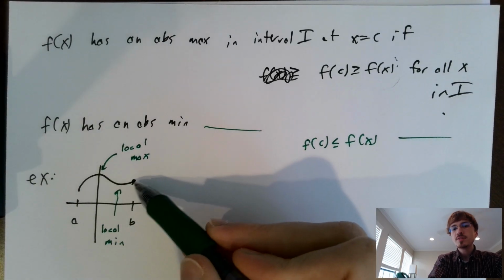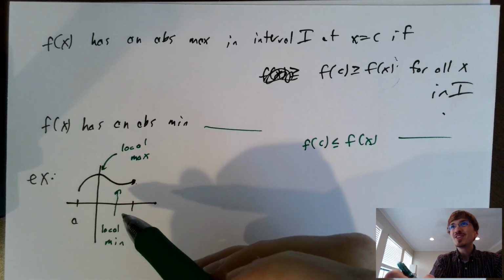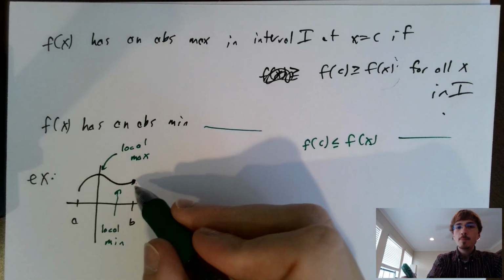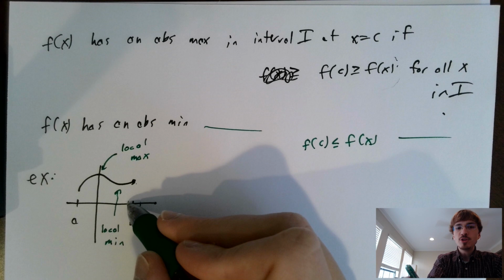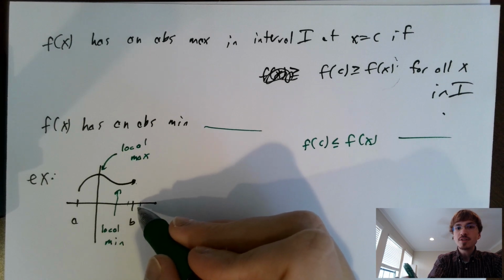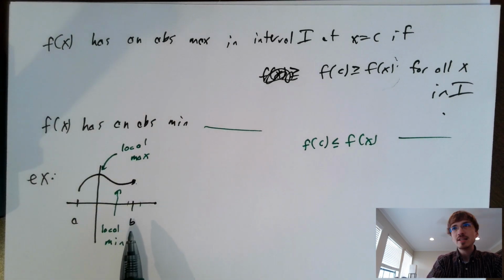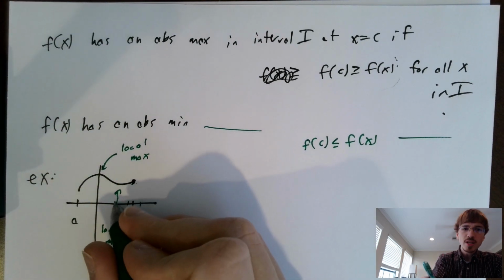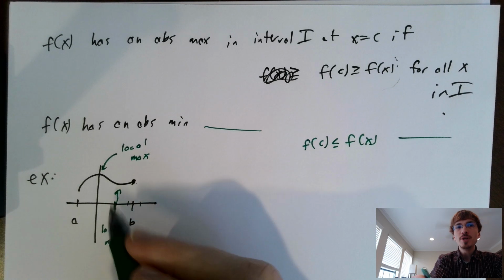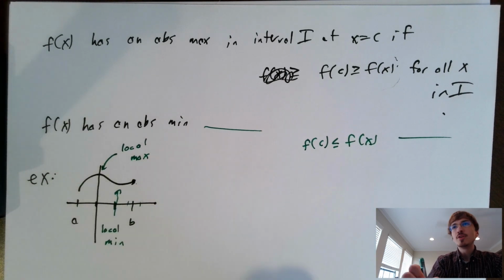The points on the endpoints are not local minimums and maximums, because any open interval that you put around x equals b, for instance, will not be wholly contained in the interval. Okay? So really our only local max and local mins are at these 2 points that I've indicated. So the point here is the x value of the local min. The point here is the x value of the local max.